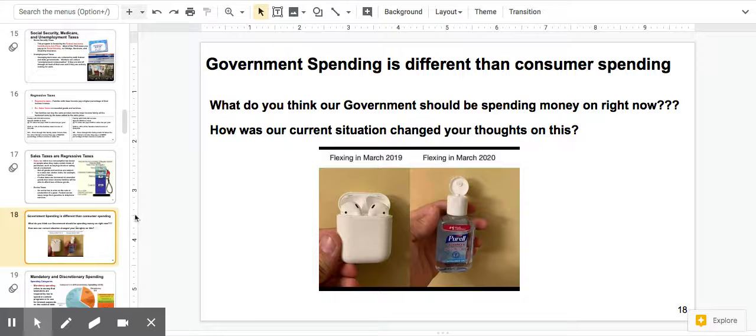And then last but not least, that's kind of how the government gets their money. And remember, now we're going to be going into how the government spends their money. And this is maybe a bigger topic right now than any other time that I've ever taught this. So I want you to be thinking about, what do you think the government should be spending money on right now? And how has our current situation changed your thoughts on this? Because the government obviously has to spend money on certain things. And right now, in a time of crisis, this is a great opportunity to think critically about how we have spent money in the past, and how we should maybe change our spending habits for the future.